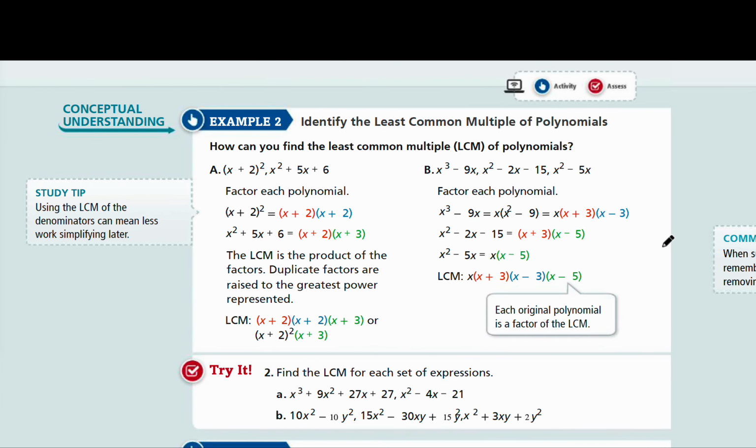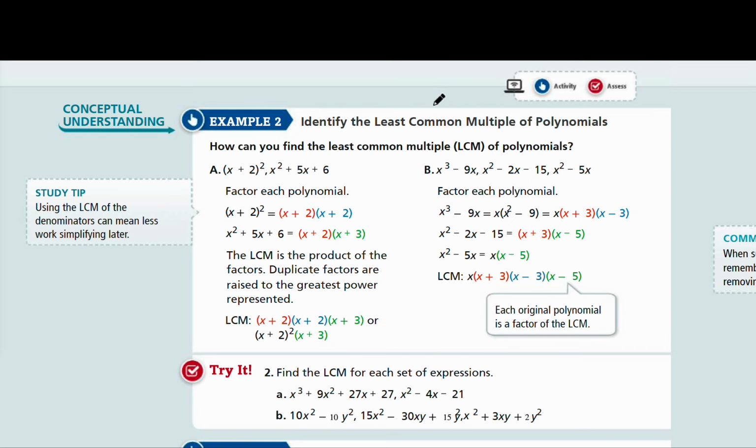Identify a least common multiple of polynomials. Now, what if you don't have common denominators? You want to find the least common multiple, right? So first of all, without worrying about the whole rational expression, let's just look at the polynomials and practice finding the least common multiple of polynomials.